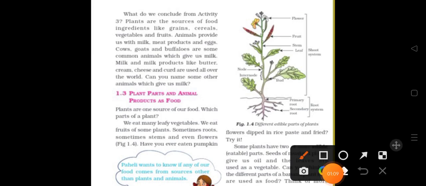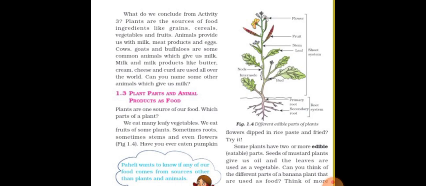Like milk products means we get cheese, butter. See here it is written: cheese, butter, ice cream, curd, all these are milk products. And from where do we get milk? We get milk from cow, buffalo, goat. Yes, I hope it is clear to you. Okay, now see the next one.